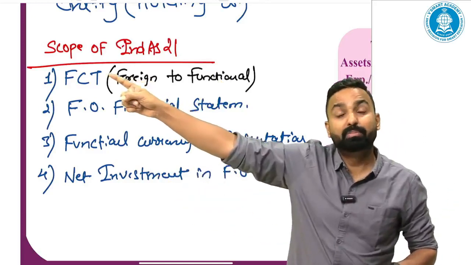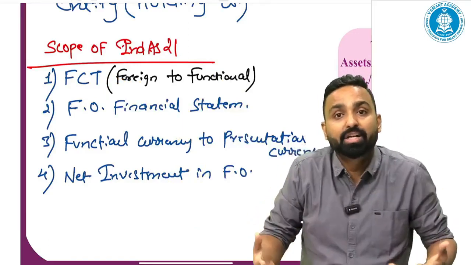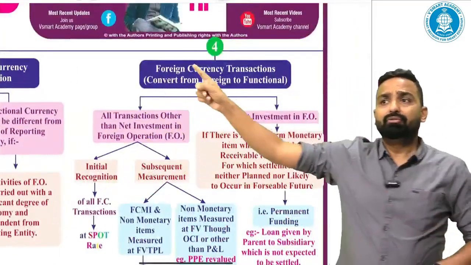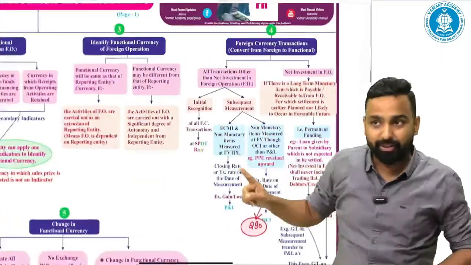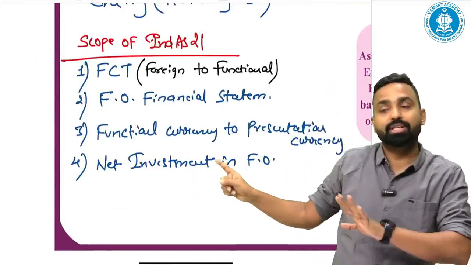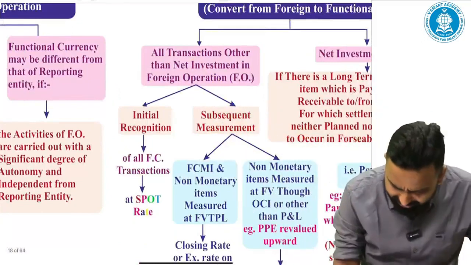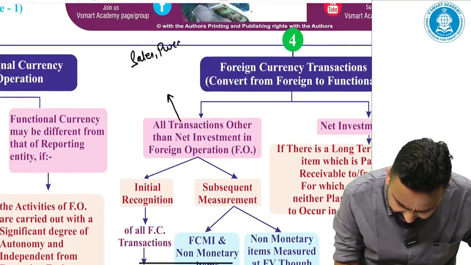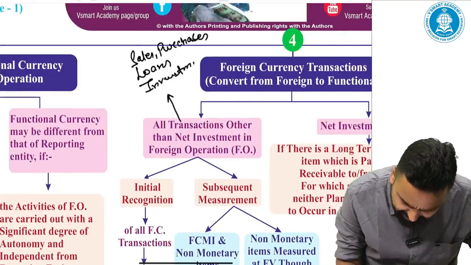Now, first of all, let's begin with foreign currency transactions. We have entered into a transaction in foreign currency. So it's quite simple. This covers all the transactions other than net investment in foreign operation. Out of the scope, the fourth one was net investment in foreign operation, so please do not think about this; I'll discuss it separately. All the transactions means sales, purchases, loans, investments, and all transactions.